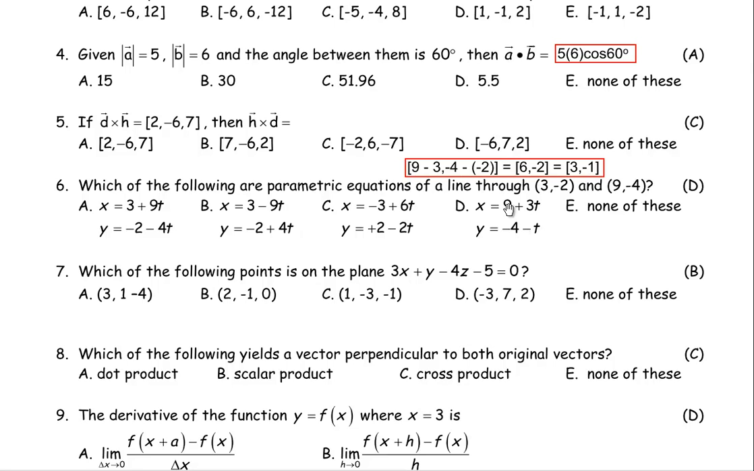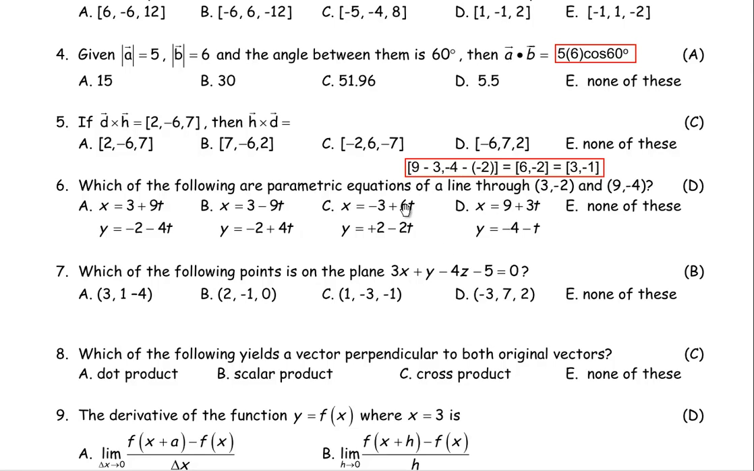And then what goes at the beginning, those two numbers are the coordinates from one of the points on the line. And we know that 9, -4 is on the line, so I could put 9, -4 here. I could have put 3 here and the -2 here from the first point as well. That would have worked okay as well. So that's why D is the correct answer.